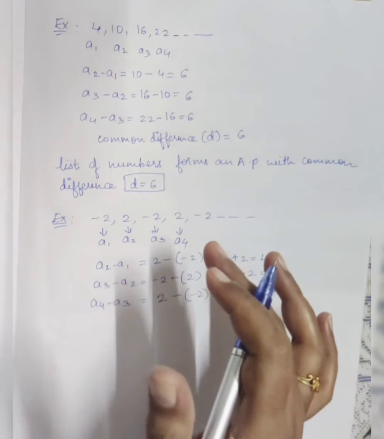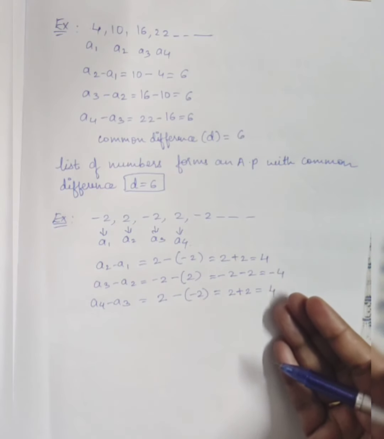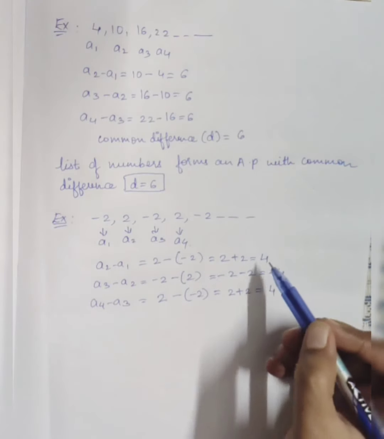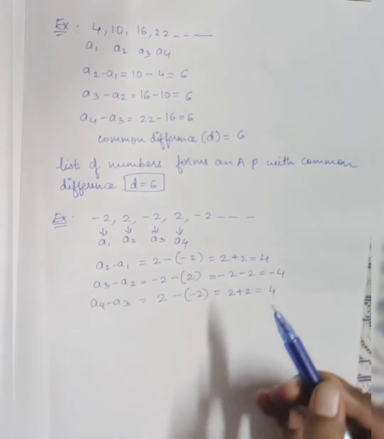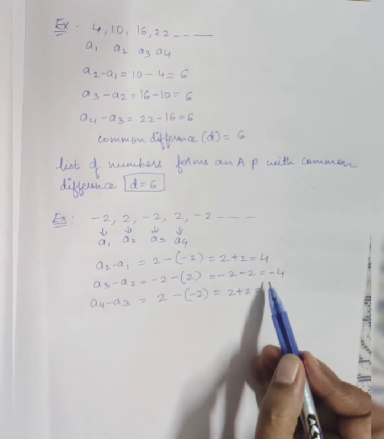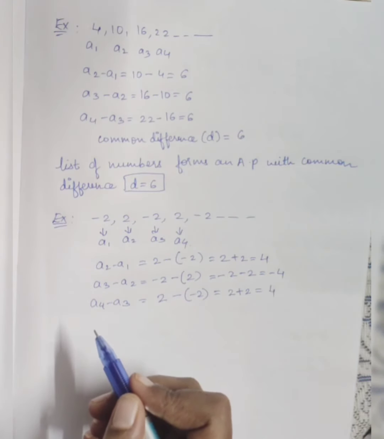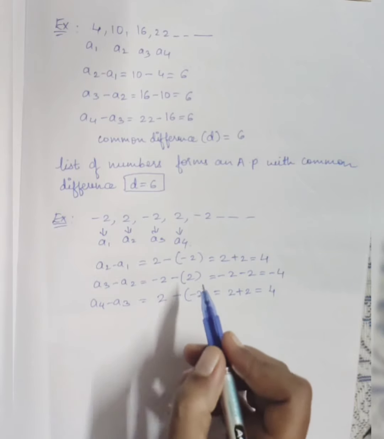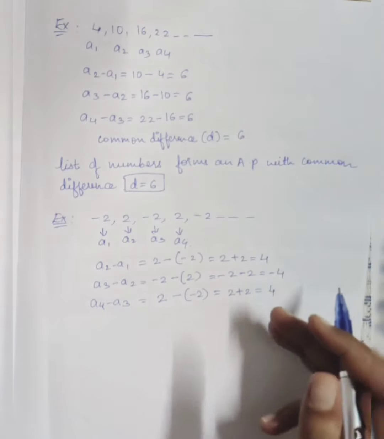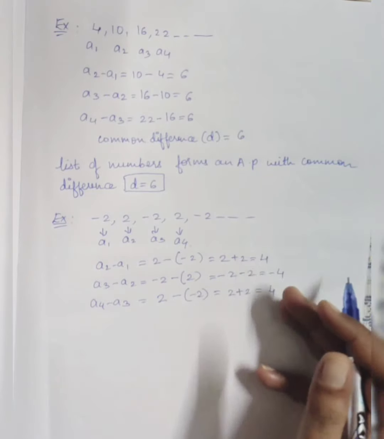This problem is a bit different because you are getting the common difference as 4, which is the same, but the thing is the change in sign. You can see A2 minus A1 is 4 and A4 minus A3 is 4. That is positive, but A3 minus A2 is negative. So what are you going to tell, whether it forms an AP or not? It does not form an AP because you should get all the terms either positive or negative. If positive, it is a positive AP. If negative, it is a negative AP.